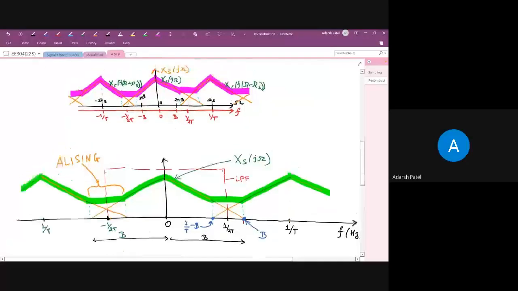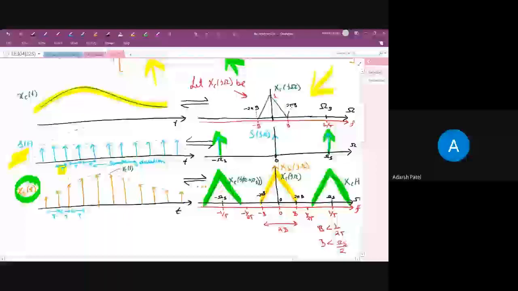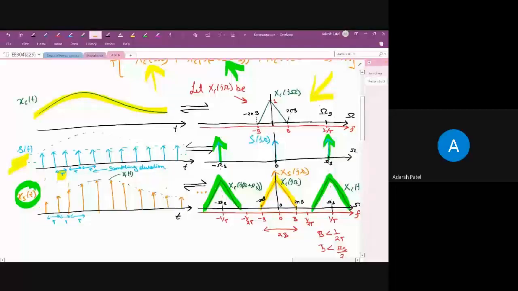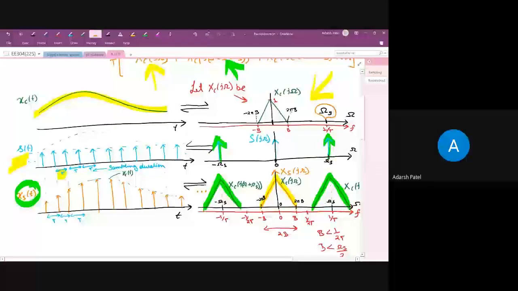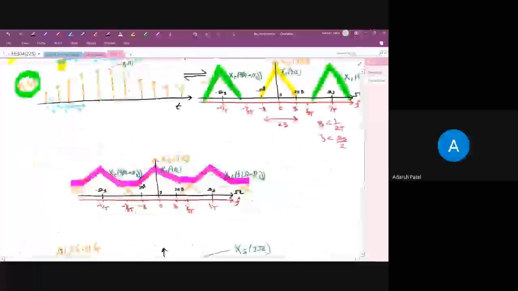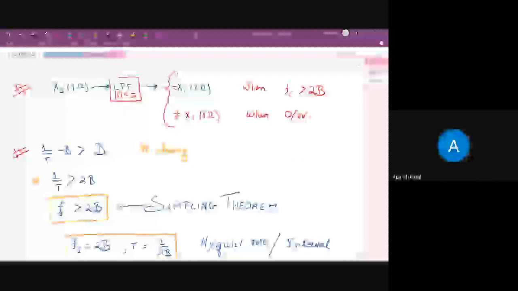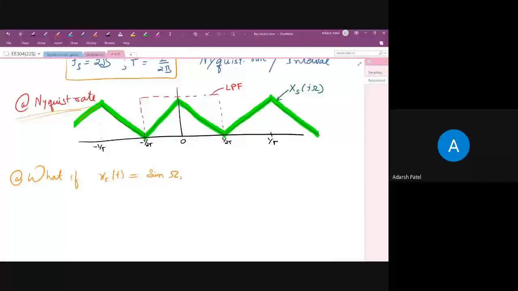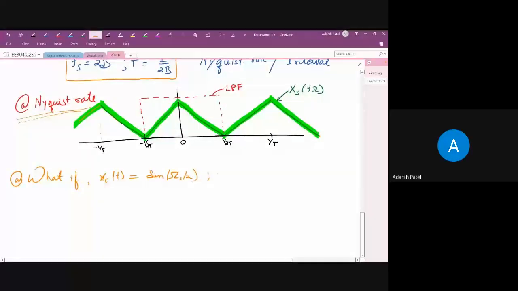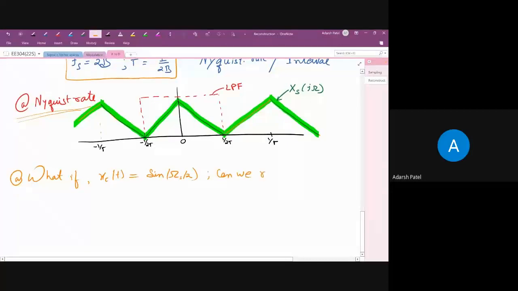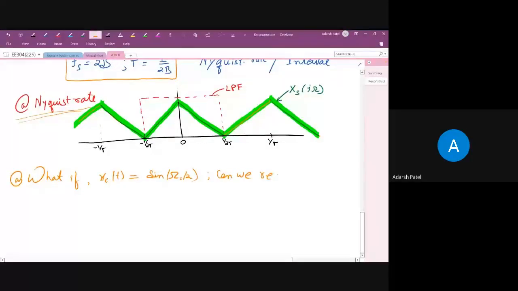How have we defined this omega s? Yes, omega s is this value. So should I be saying omega s? It should be omega s by 2, because this is periodic with omega s. So if this is the case, and x is equal to this, can we reconstruct?